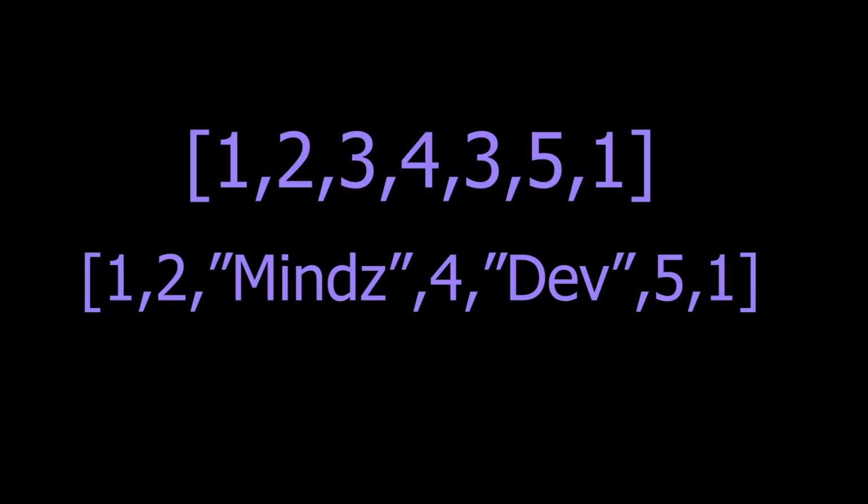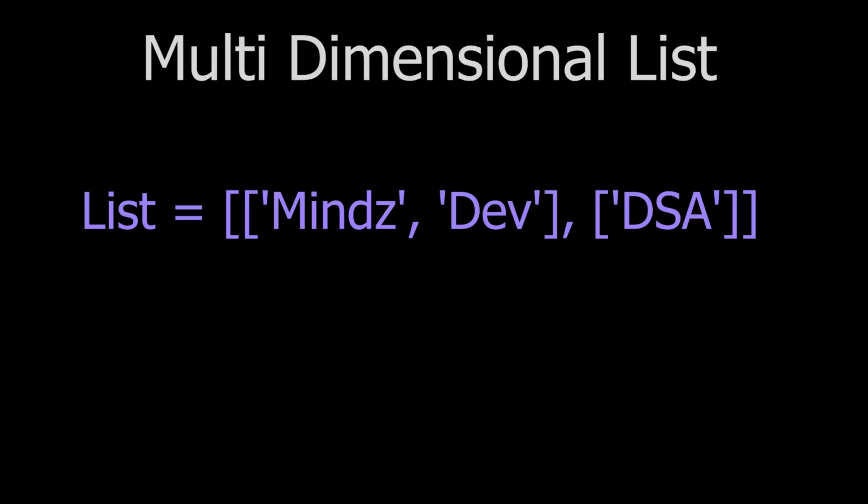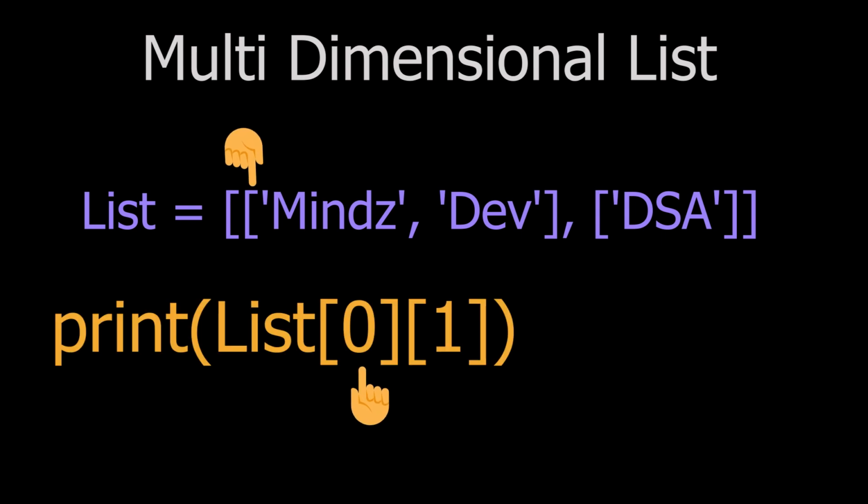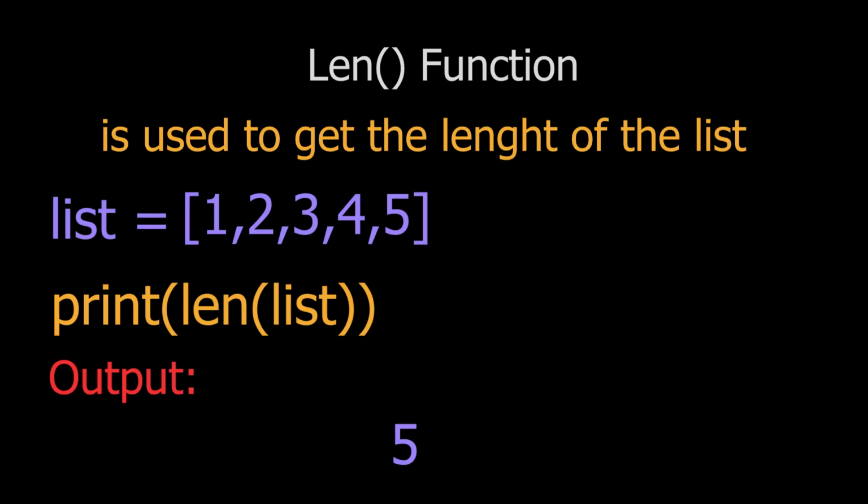We can create a list of duplicate and distinct elements. We can create multi-dimensional lists as well. In the print statement, 0 is the inner list index and 1 is the index of the inner list element, which is def. The len function is used to get the length of the list.